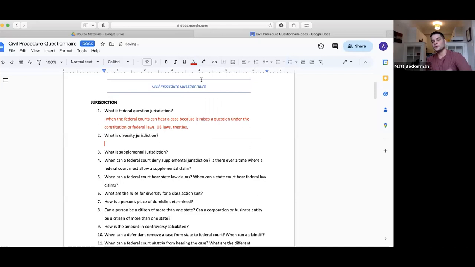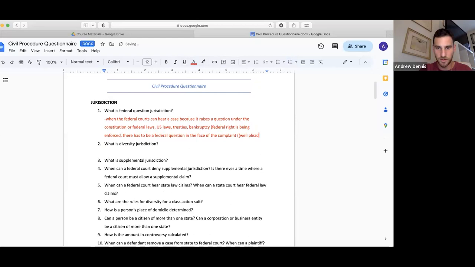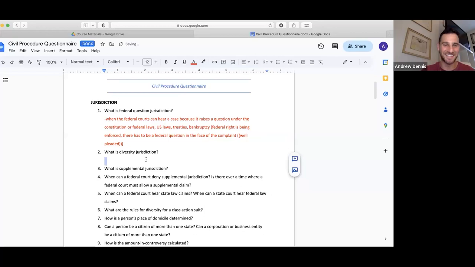Yeah, as people are saying in the chat, it has to be that a federal right is being enforced, essentially, or not being enforced. And there has to be a federal question on the face of the complaint. So they love testing you: there's a federal defense, can you remove it? No, it has to be a well-pleaded complaint containing a federal question. And this goes back to Article III theory. All right, so we understand what federal question jurisdiction is.